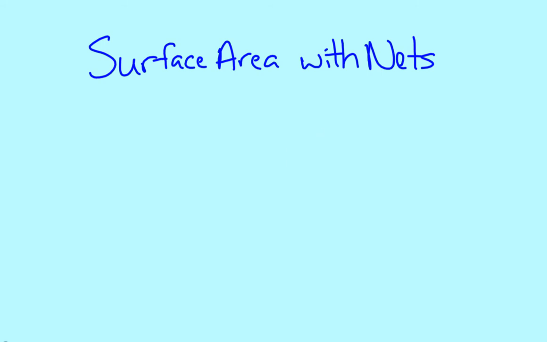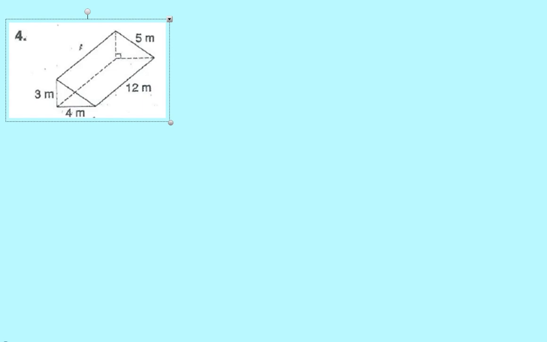Alright, so today we're looking at surface area with nets. We're going to hit a couple of the questions on the homework that are probably the most difficult ones on there, so hopefully this will help. This first one I want to look at is number 4, because this is probably the most difficult question on the whole paper. Okay, so we're looking to break this down into its individual shapes.